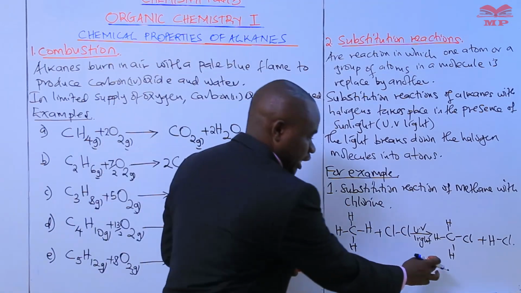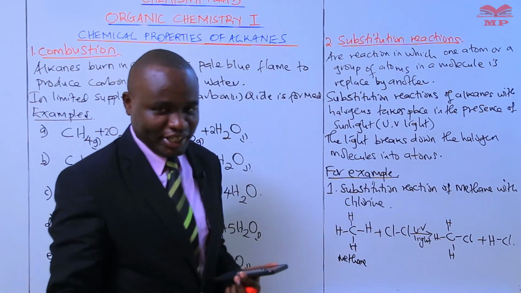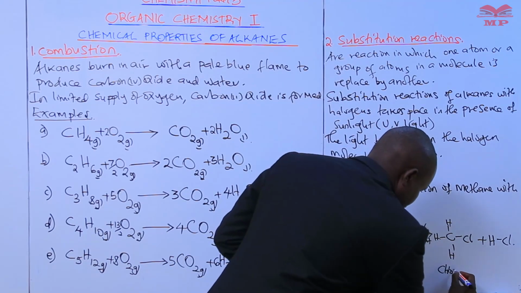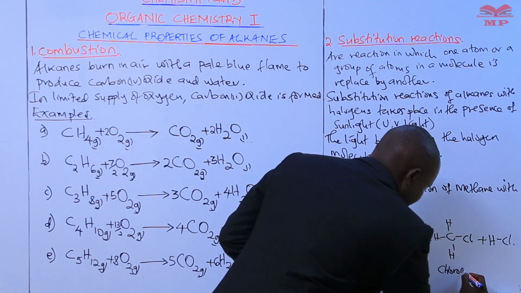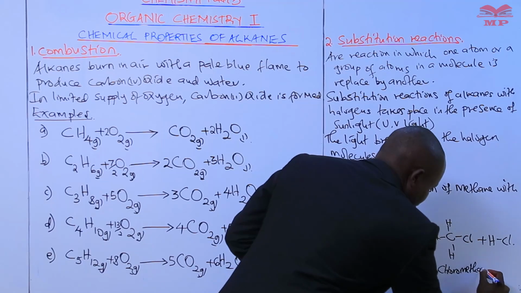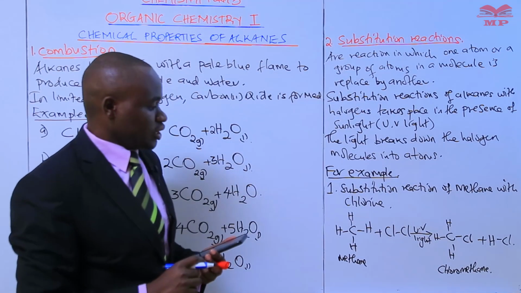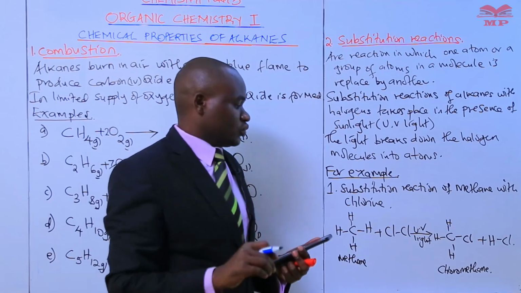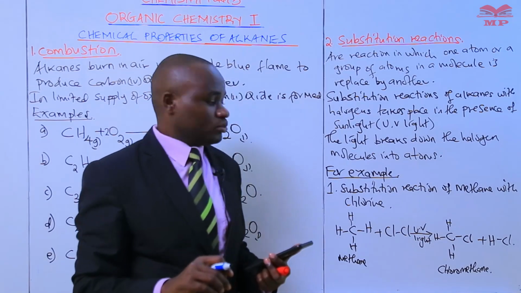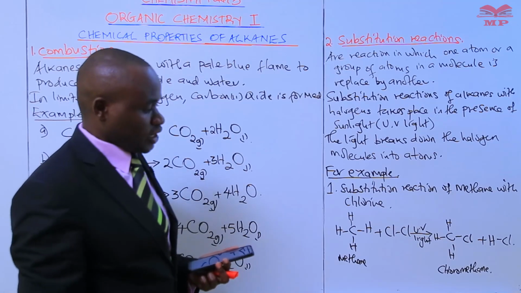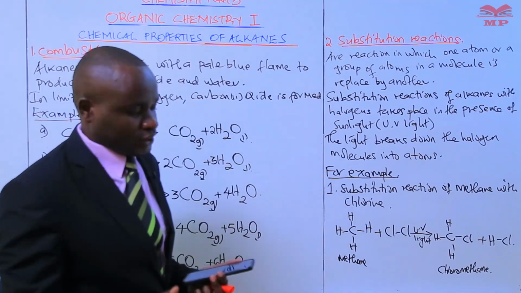So the name, as we saw from branched alkanes, this one is called chloromethane. This one is called chloromethane because it has one atom of chlorine attached to the first carbon atom, the first and the only carbon atom of methane. Therefore, the name is chloromethane. So that is the first step.